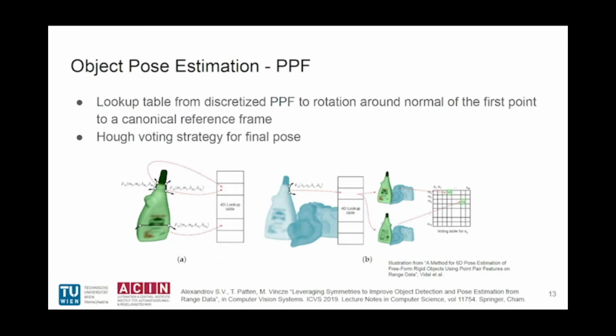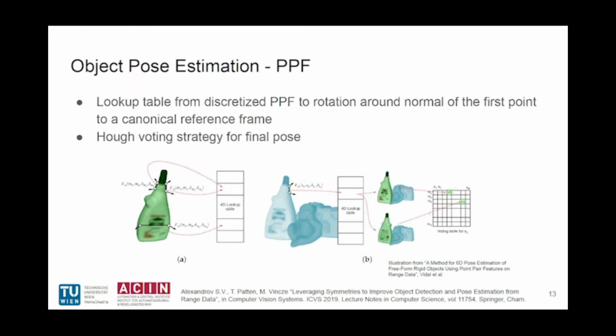So in more detail, how does that work? You start with your reference object model. That's the A section over here. For that object model, you will compute all the possible pairs of points, and for all possible pairs of points, you will compute these point pair features. You also discretize them, and that gives you this four-dimensional lookup table, again, because we have 4 different point pair features.